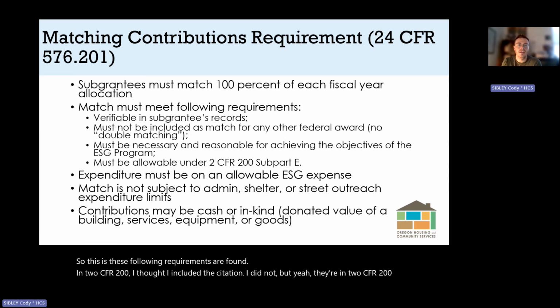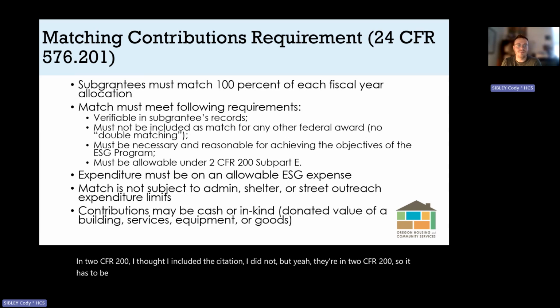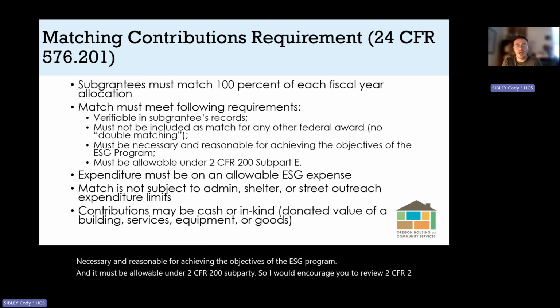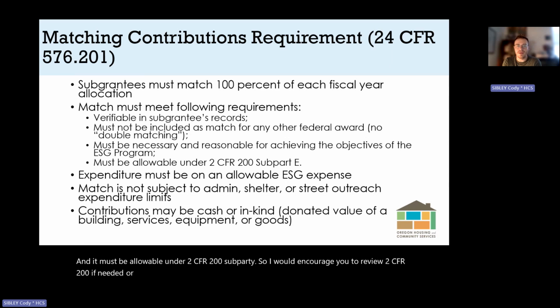So it has to be verifiable in your records. It cannot be included as match for any other federal award, so no double matching. It must be necessary and reasonable for achieving the objectives of the ESG program. And it must be allowable under 2 CFR 200 subpart E. So I would encourage you to review 2 CFR 200 if needed, or get with your fiscal people. But yeah, so those are the match requirements.